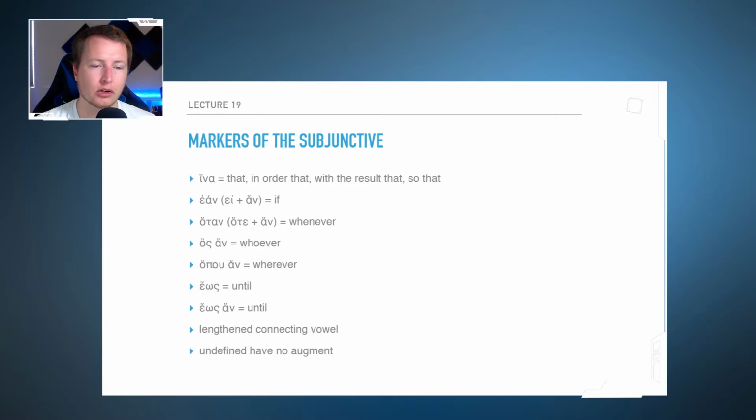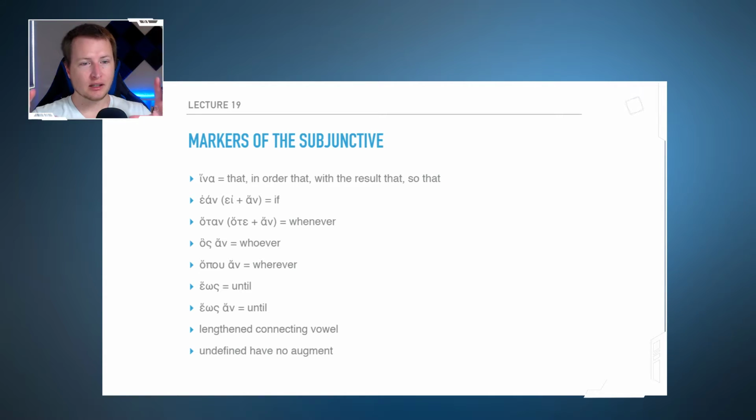Now, learn this list. Make sure you learn the vocabulary here. This is super important. You need to understand all of the different markers of the subjunctive. You have hína and eán, we've already seen. Hína: that, in order that, with the result that, so that. Depends on if it's purpose or result. You have to be the judge based on the context. Okay, context is king. I'm going to say that till I'm blue in the face. Context is king. The sooner you come to grips with that, the better off you will be when you do your interpretation and translation.